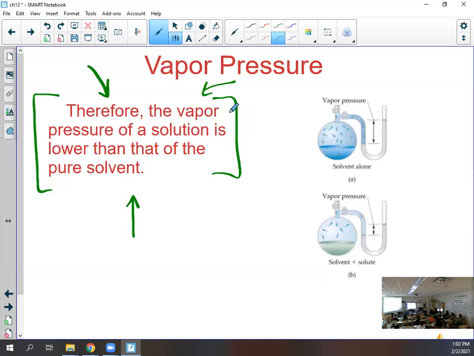All right. So if we add a solute, the vapor pressure decreases once again because of the attraction between the solute and solvent. Now, as with every single thing we've ever had in chemistry, there's math.